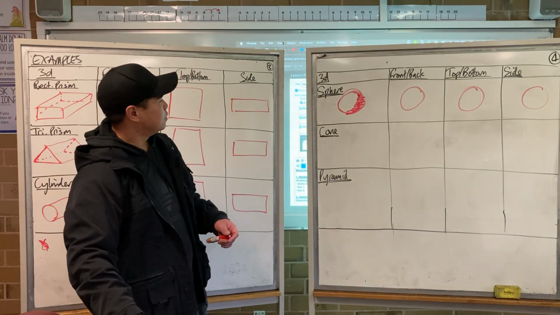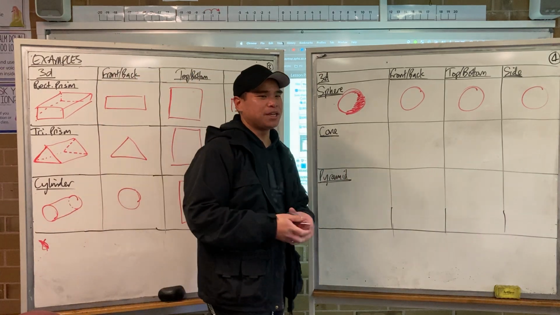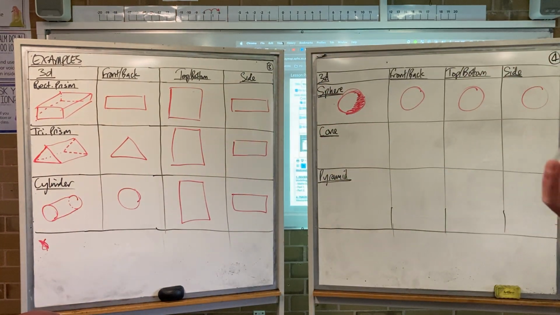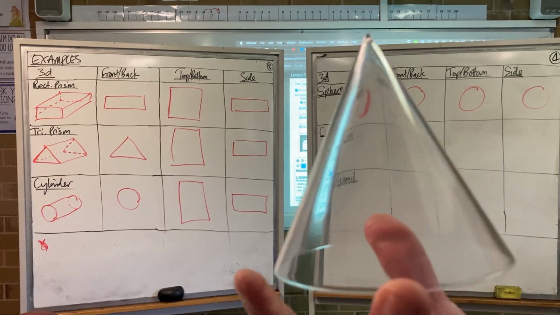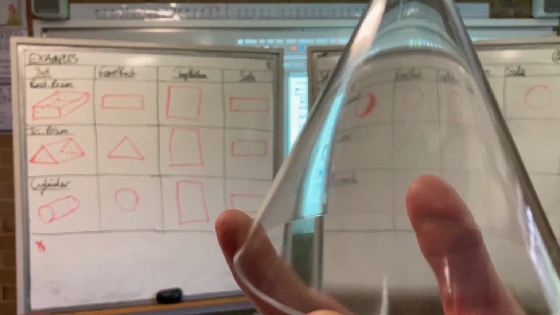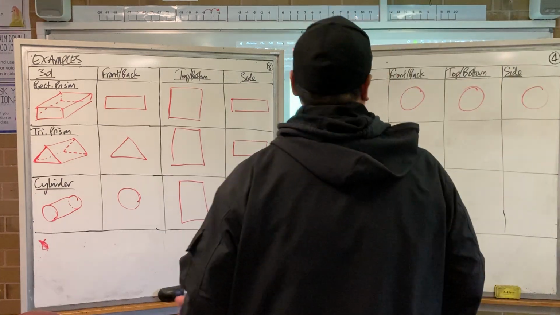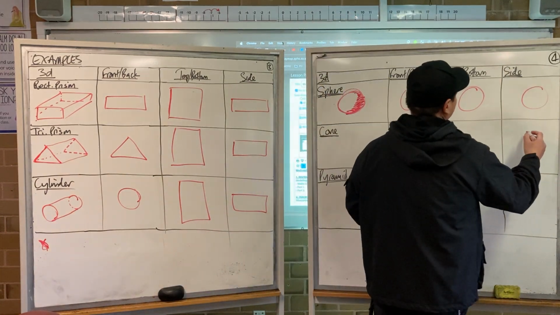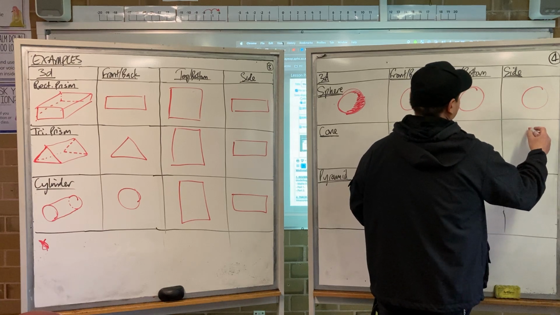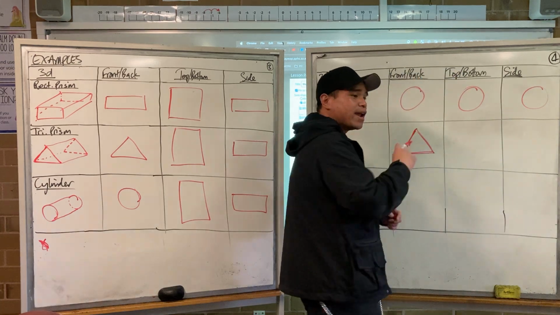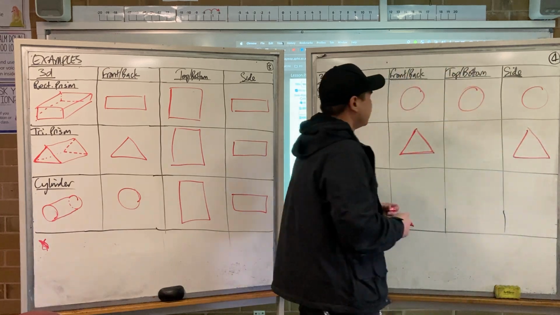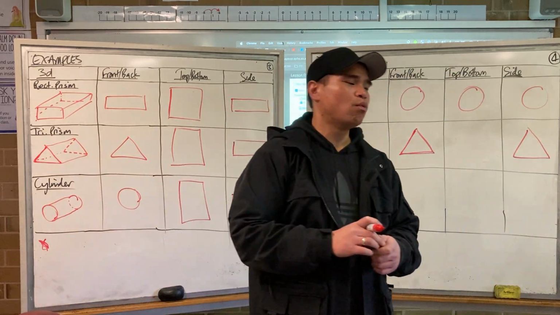Cone. This is why I skipped over it, because we need to investigate this. This is a cone. Let's draw the front, top, bottom, sides first. What does it look like? Just a triangle from the front and the back. But it also has a curved bottom. If you're looking at it straight on from the side or the front and the back, you're going to see a triangle.